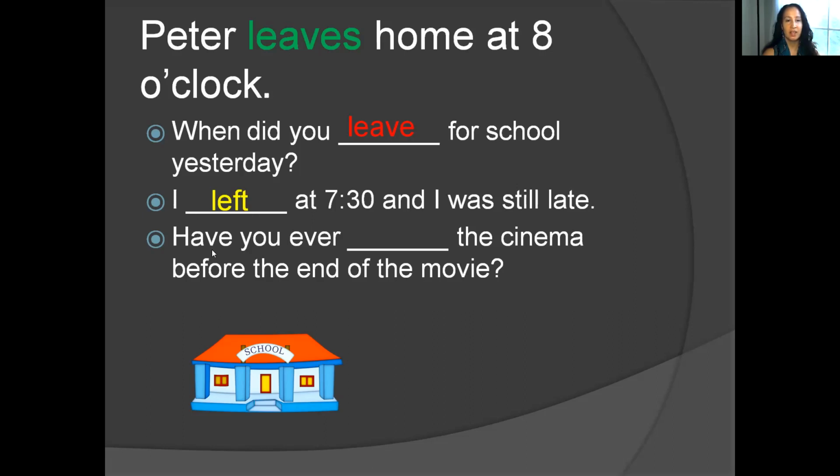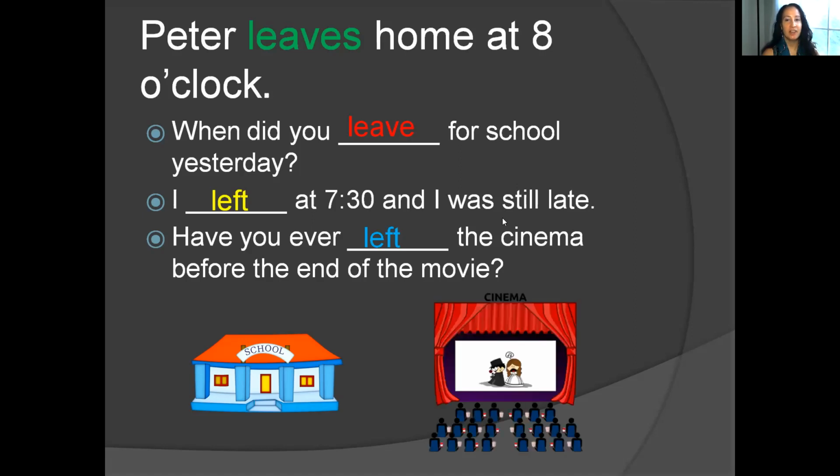I left. Have you ever blanked the cinema before the end of the movie? Cinema is another name for movies. Did anyone catch the mistake on this page? Cinema is not school. Yep. I keep thinking there's school. Have you ever left the cinema before the end of the movie?